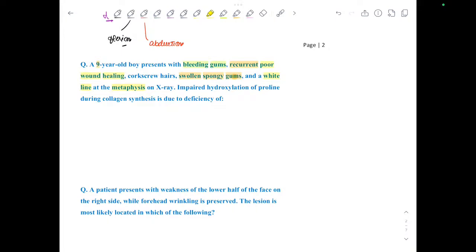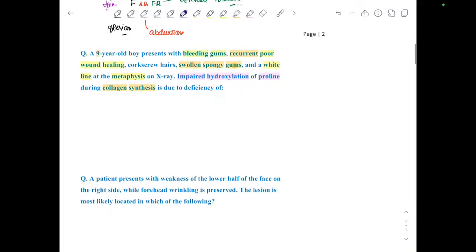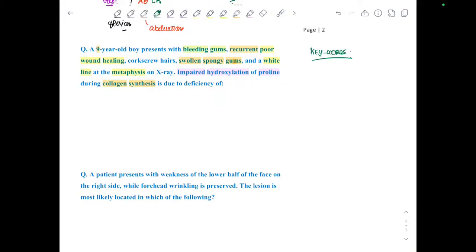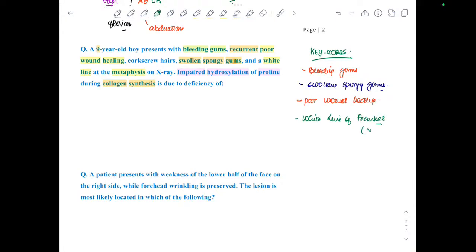And the biochemical defect has been given. There is impaired hydroxylation of proline as it is needed during collagen synthesis. So it means there is defective collagen synthesis, and I think everyone can answer this. So there are plenty of keywords in this particular question, and so one is obviously bleeding gums. This itself singly is very sufficient to take us to the diagnosis of scurvy. Then there is swollen spongy gums, right? Then poor wound healing, and on X-ray we can see a white line of Frankel. So this is X-ray feature.